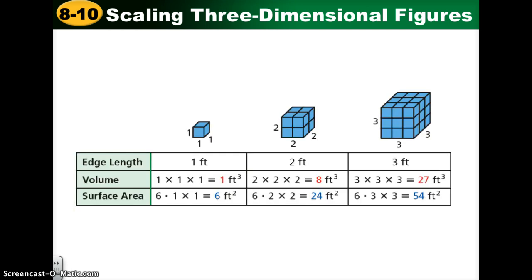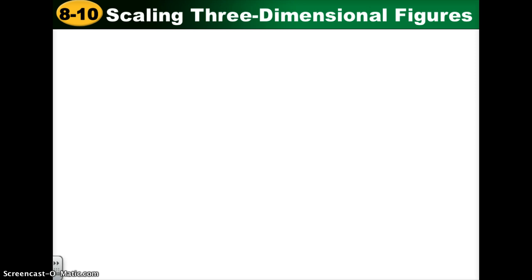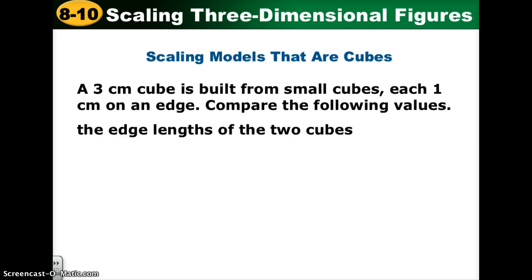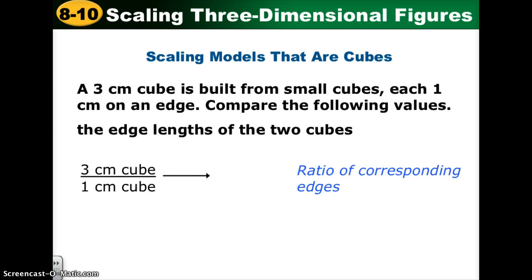So let's flip back and look. A 3 centimeter cube is built from small cubes, each 1 centimeter on an edge. Compare the following values. Compare the edge lengths of the 2 cubes. Well, we have a 3 centimeter cube and a 1 centimeter cube. To compare them, we just put them in a ratio, and it's a ratio of 3 to 1, or 3.